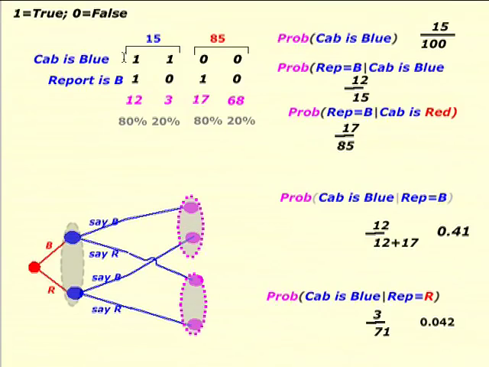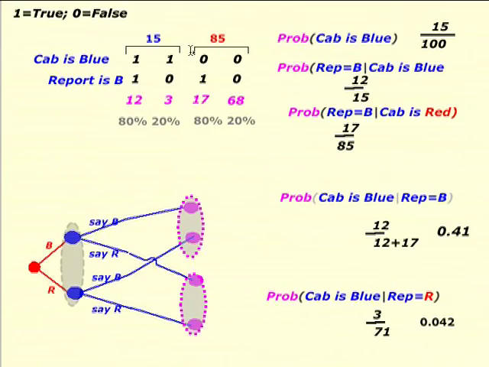Think of putting our natural frequencies along here, like the Gigerenzer thing with 15 of the cabs are blue, 85 are red. When these guys see a blue cab, 80% of the time they recognize the blue cab, so that's 12 out of 15. When they see a red cab, 80% of the time they report it as red, so that's 68 out of the 85. And then okay, I'm getting kind of an idea here.